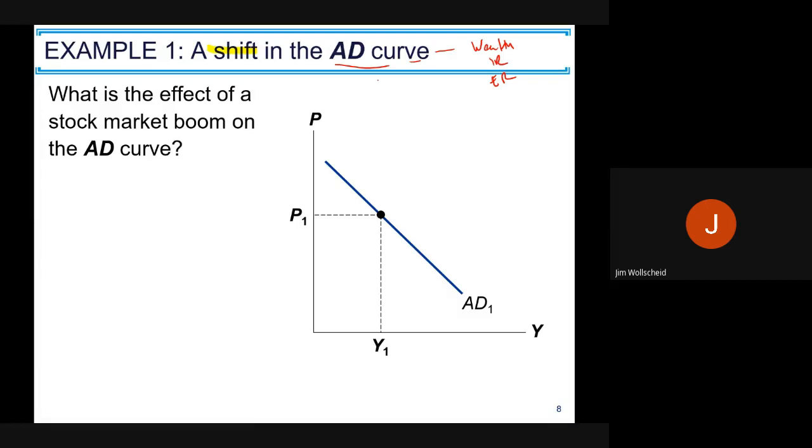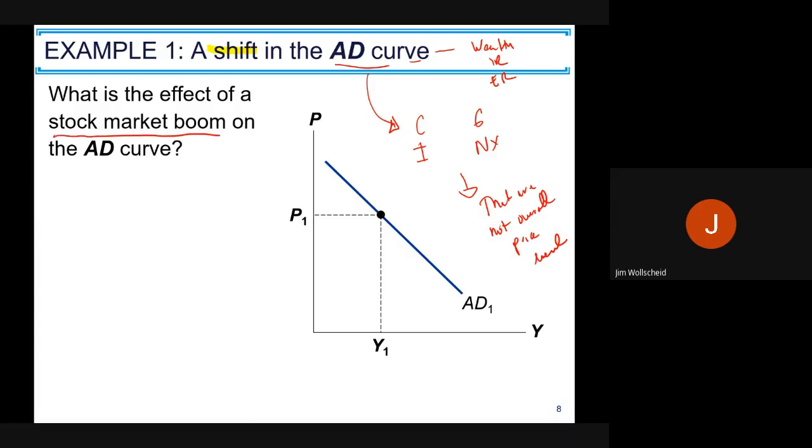The reasons why the aggregate demand curve shifts are going to be changes in consumption, investment, government purchases, or net exports that are not the overall price level. So it can't be the CPI that changes, but it can be something else related to prices, but not the overall price level. So the example we have here, kind of a quick example.